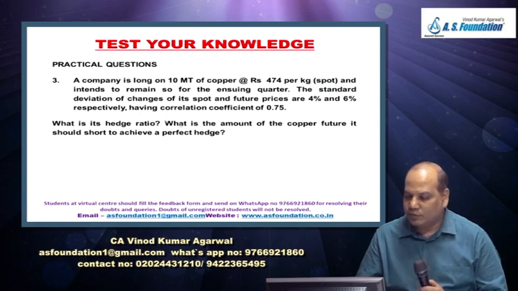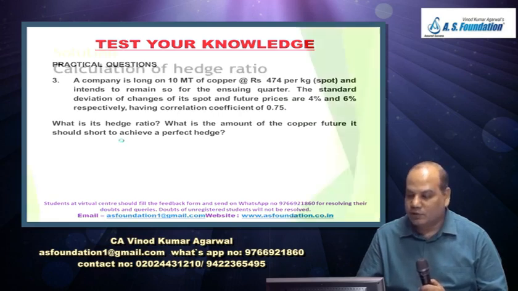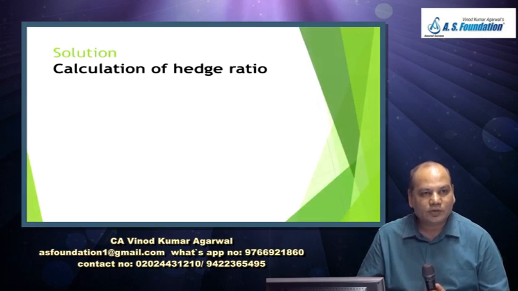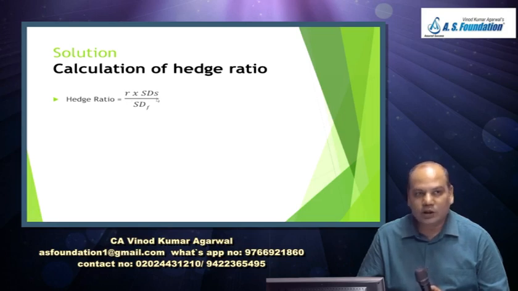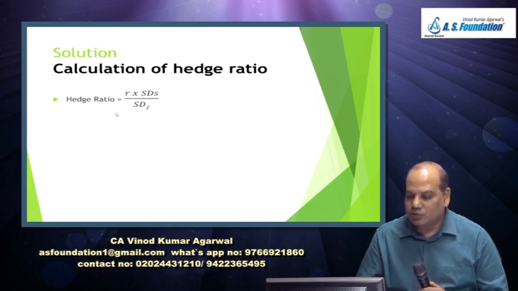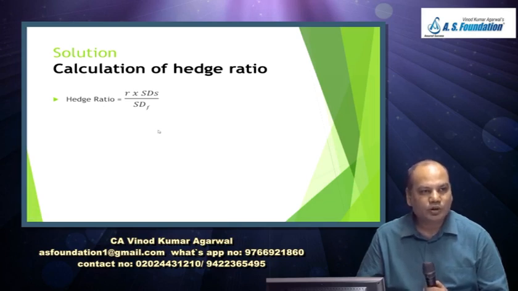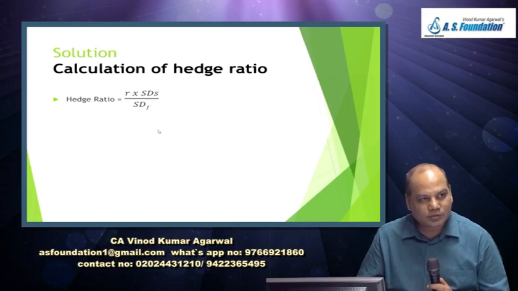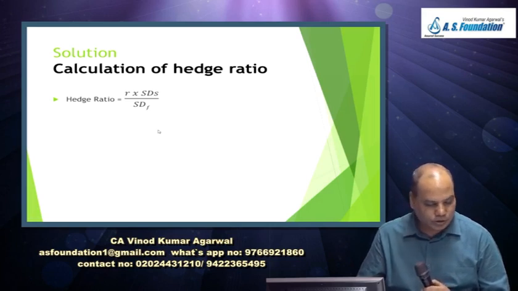Does it remind you of one problem I have solved in the previous chapter? Yes. Formula for hedge ratio. Anybody? Formula for hedge ratio. Correlation between the spot and the future price into standard deviation of the spot price upon the standard deviation of the future price. This formula tells you what position in future required to hedge 1 unit of spot. Okay. Solve. Just 2 minutes.